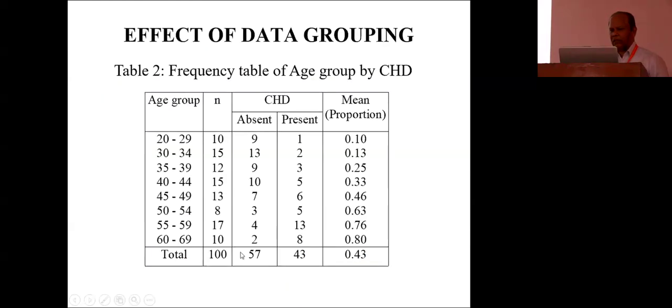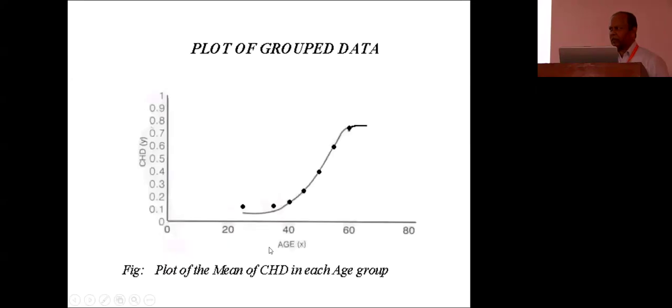But when you reorganize the data and present it, there is a sigmoidal curve. What does it say? As age increases, the probability of getting the disease is increasing. So many times, even though you deal with a continuous variable, which you think you can handle with regression analysis, it is very appropriate to do logistic regression analysis.